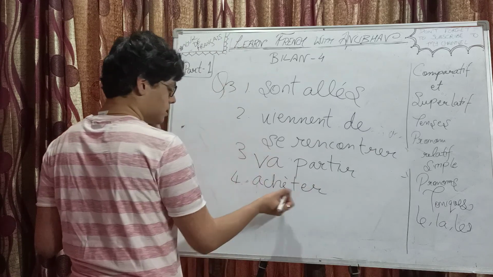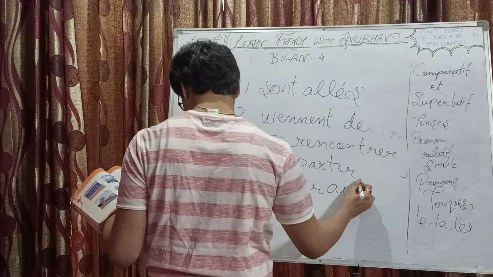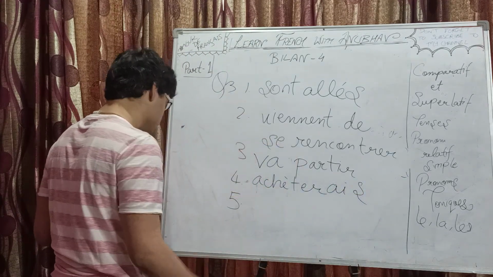Like the stem part is taken from the future simple and the ending is taken from the imperfect. So yeah, j'achèterai. I would like to.